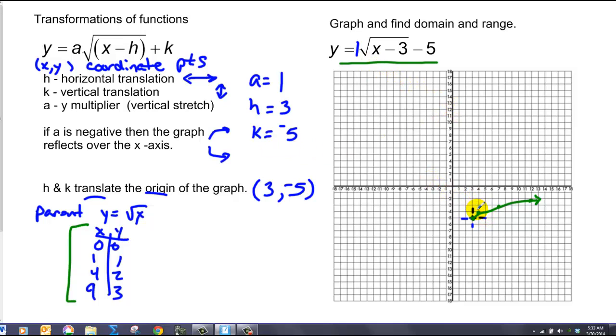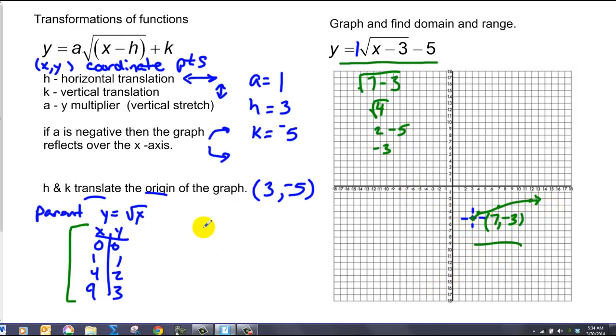If I check another point, let's look at this point right here, which looks to be 7, negative 3. I'm claiming 7, negative 3 is a point on this graph, even though I never used that point and plugged it in here. Let's take 7, subtract 3, square root it, which we know is 4 rooted, or 2, and subtract 5 from that, which is negative 3. And what do you know? There's the point 7, negative 3.